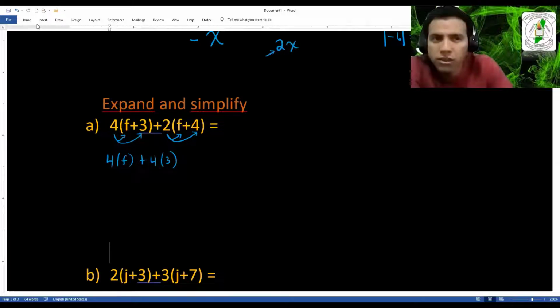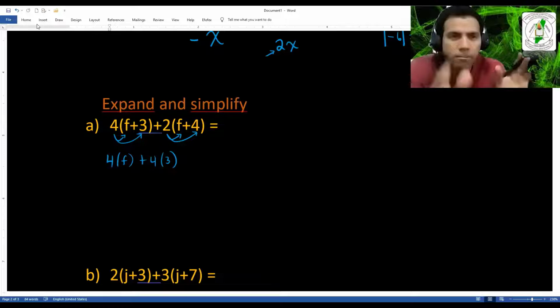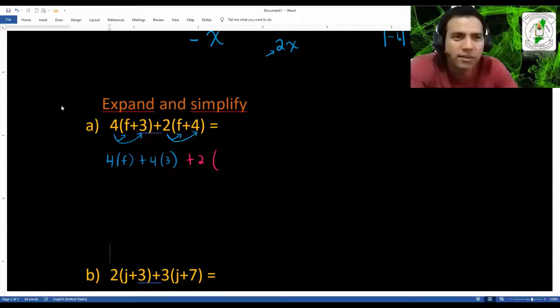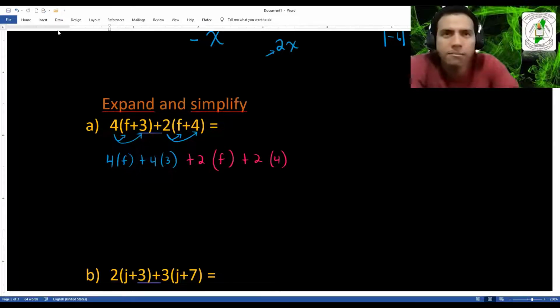You do not use this 4 for everything. You use the 4 only for the bracket that is right beside it. Okay? Only for the bracket that's beside it, you use that number in front. Now this other bracket has a different number in front, so we have to use a different number. So let me use a different color. Plus 2 times f plus 2 times 4. Okay, so now we will simplify.